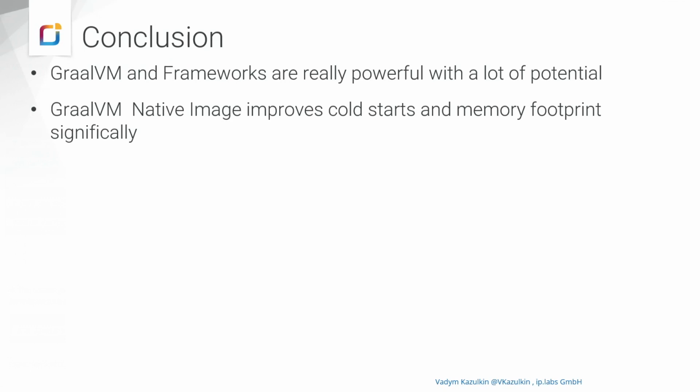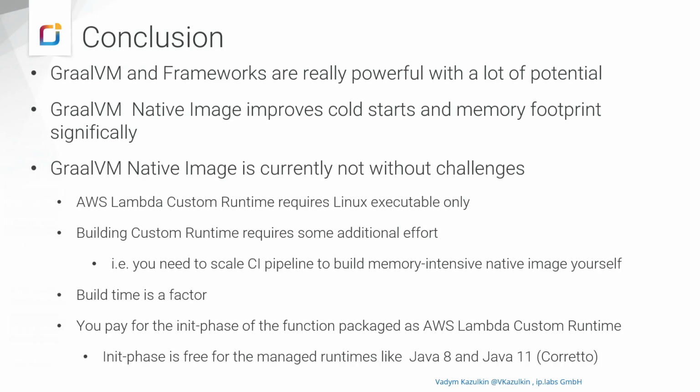Native image of GraalVM improves cold starts and memory footprint significantly, but GraalVM is not without challenges. AWS Lambda custom runtime requires Linux as executable, so the people working with Windows and Mac need to use foreign machines just to build and deploy this.